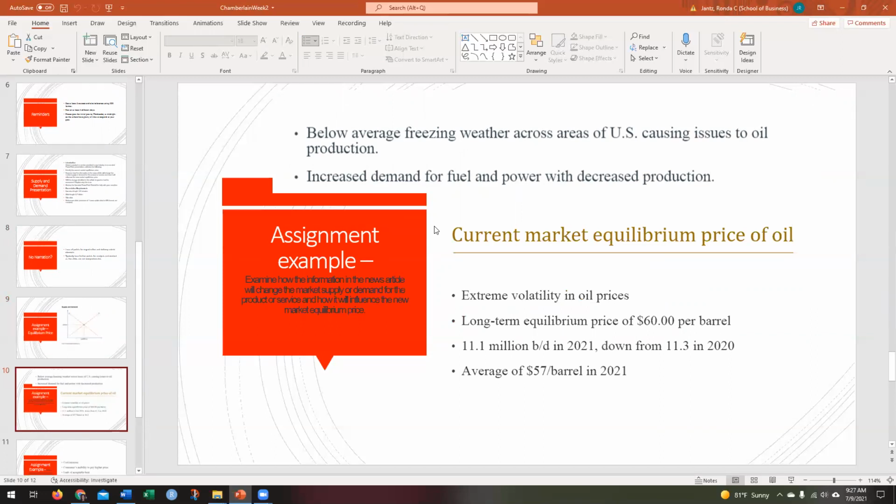Okay, now going into what we're going to talk about within the assignment, let's give an example. This is an example of freezing weather across the US causes issues with oil production. And there is an increased demand for fuel and power. So we're seeing some volatility in prices, and this actually provides some data. You don't have to have actual data. Like I said, if you find some that's super, this person did, and I thought that was great, but you will not get counted off if you don't find any data. So this is the problem. This is the news article.